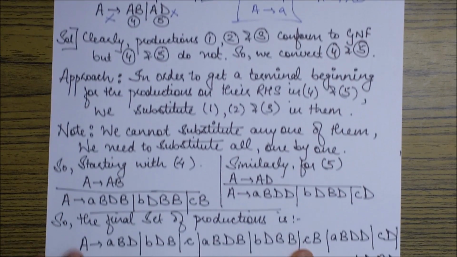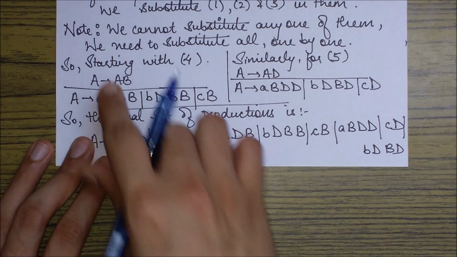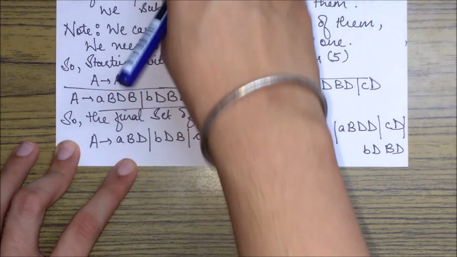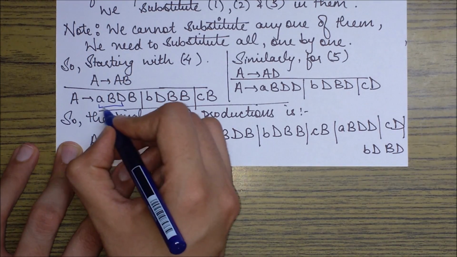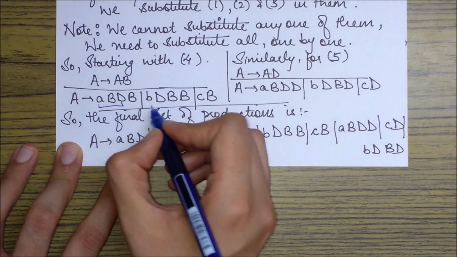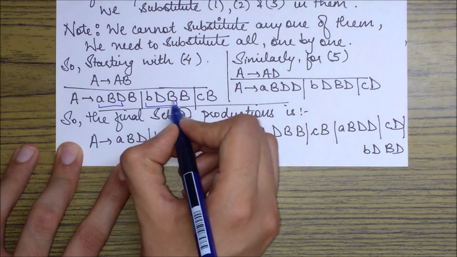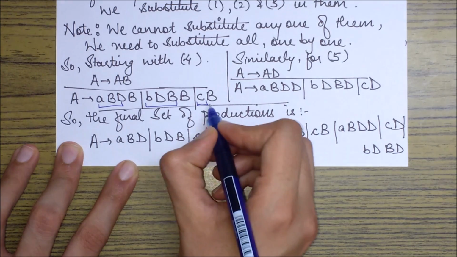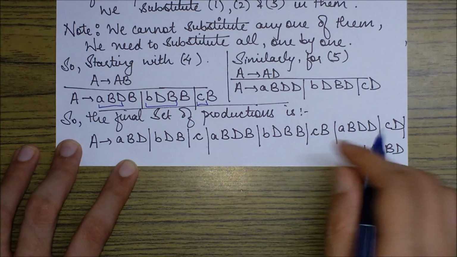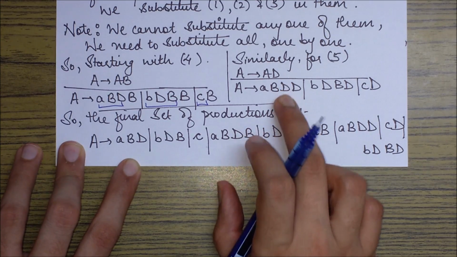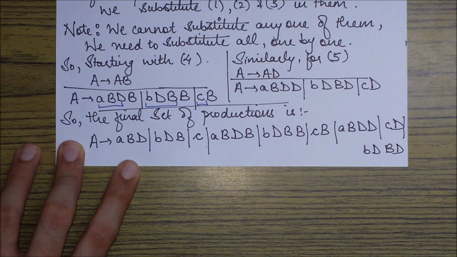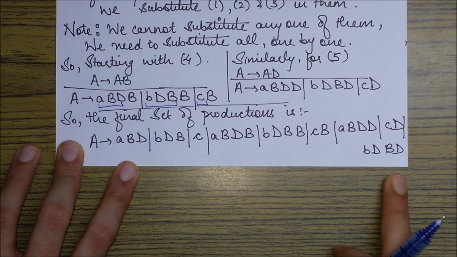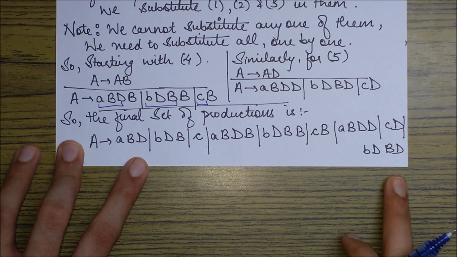Starting with the fourth production, which was A goes to AB, if you substitute all those things, you get this. Capital A was replaced by ABD, so you get ABDB. Capital A replaced with BDB, which is BDBB. Capital A replaced with C, which is CB. And similarly, when you do the same thing for A goes to AD, these are the productions that you'll get. So finally, the complete set of productions you'll obtain by combining these two things and also the original ones.